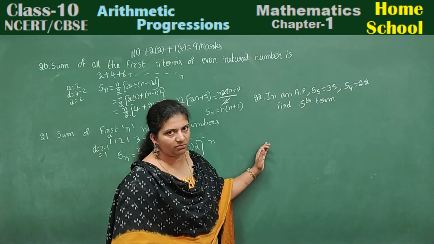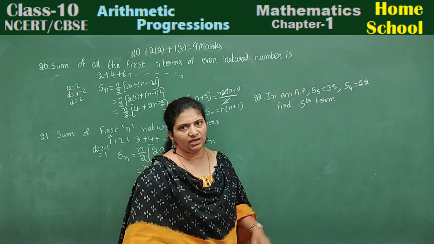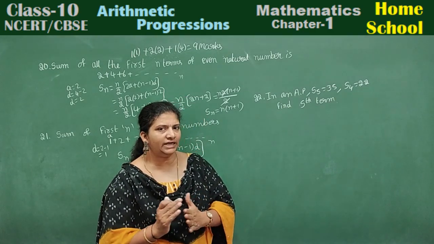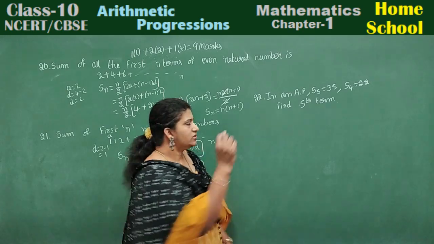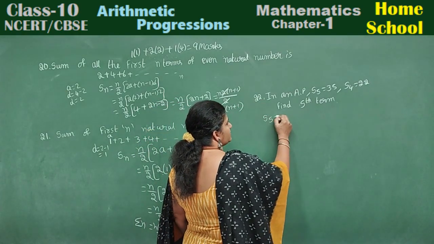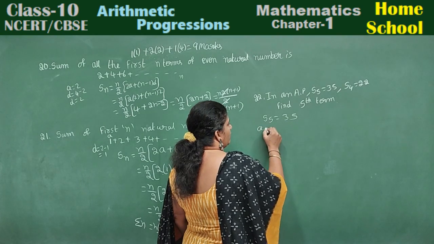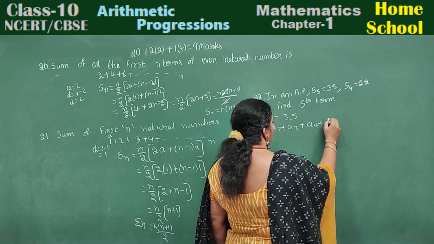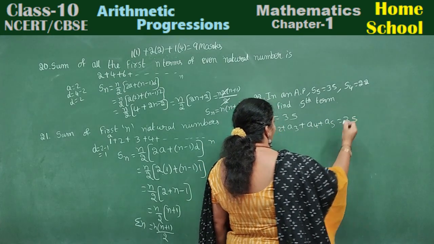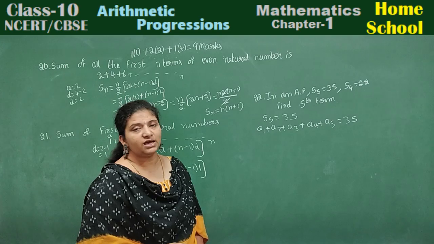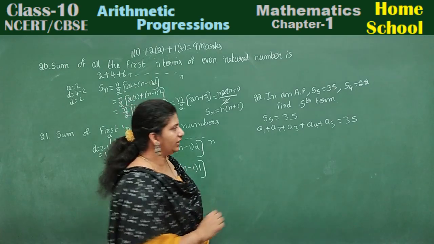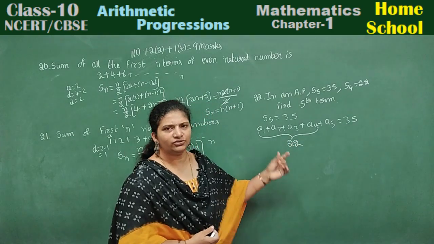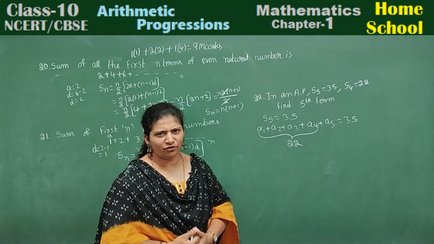Okay, last problem in 1 mark questions. In an AP, S5 is equal to 35. S5 means what? Sum of 5 terms is equal to 35. So let me write this as S5 is equal to 35. A1 plus A2 plus A3 plus A4 plus A5 is equal to 35. Okay, and sum of 4 terms equal to 22. So sum of 4 terms is how much? 22. Actually, to find fifth term, we have a formula.